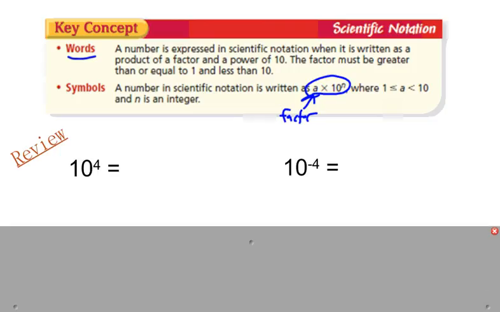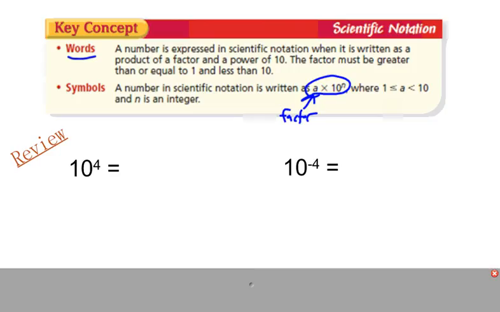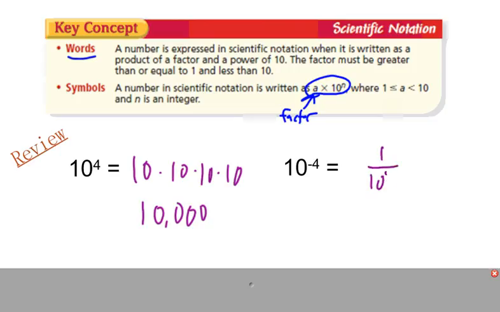Just as a review, 10 to the fourth power, what does that mean? It means 10 times 10 times 10 times 10, or 10,000. When a number has that many zeros, you don't need to write it all out, because a lot of times we're going to have something like 10 to the 50th power when dealing with scientific numbers, and we don't want to write all those digits. So we're going to use scientific notation. 10 to the negative fourth power would be 1 over 10 to the fourth power, or 1 over 10,000.